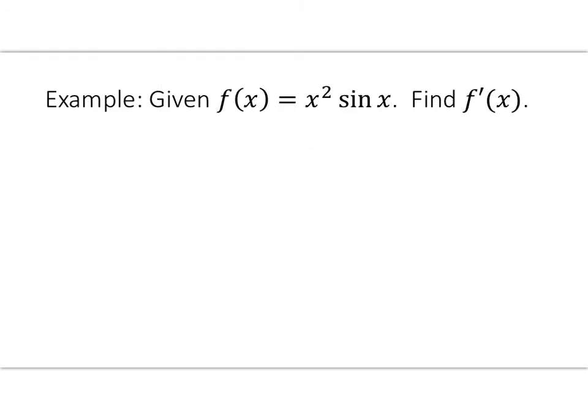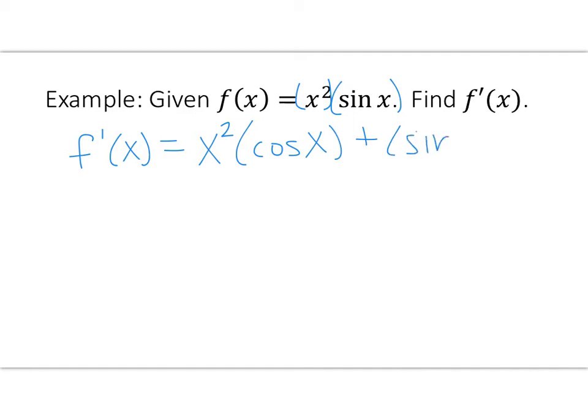Okay, so just some practice. I'm given f of x equals x squared times sine of x, and I want to find f prime of x. Notice this is a product, x squared times sine x, so I'm just using my product rule. So f prime of x equals the first times the derivative of the second plus the second times the derivative of the first.